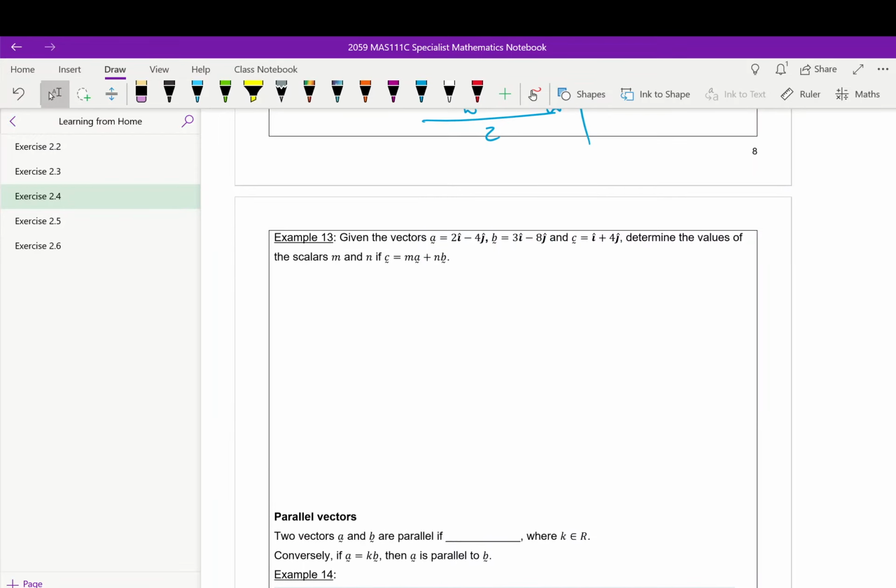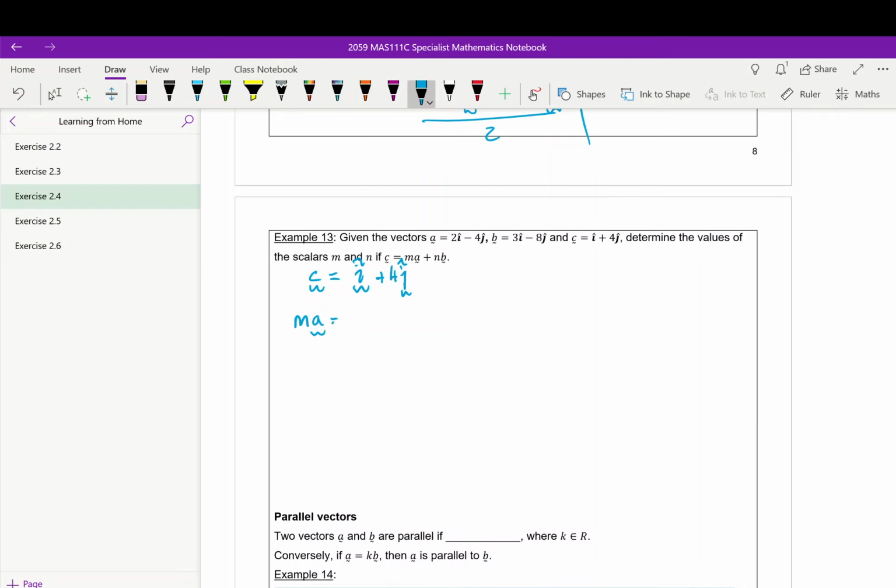Okay, example 13. Given the vectors A equals 2i minus 4j, B equals 3i minus 8j, and C equals i plus 4j, determine the values of the scalars m and n if C is the sum of mA and nB. So what we're doing here is equating our components. So we know that C is equal to i plus 4j.